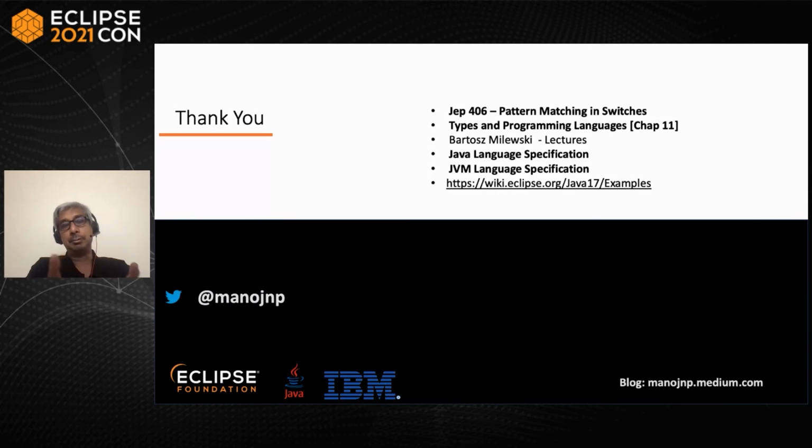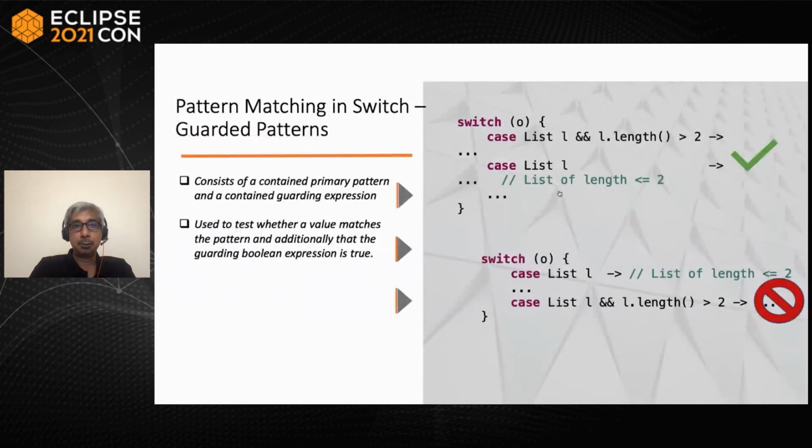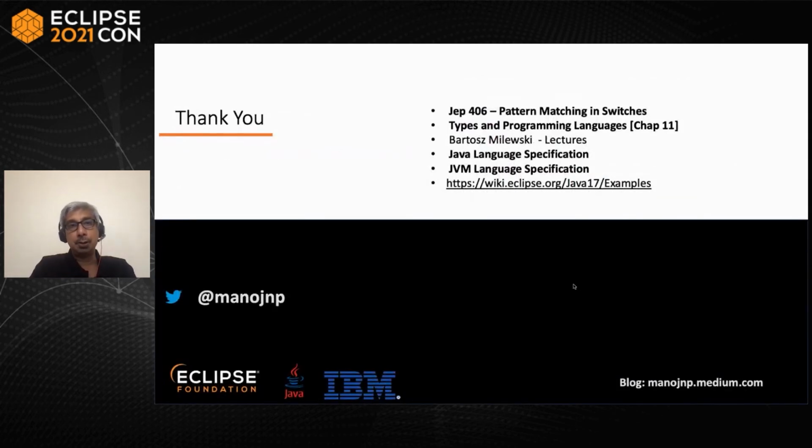This you can use as references. In addition, you can look at the wiki.eclipse.org Java 17 examples, and there we have listed both the positive cases as well as negative cases. So the positive cases will tell you about the feature, and the negative cases will give you glimpses of what works and why it doesn't work. So I strongly suggest you pick up those as well.